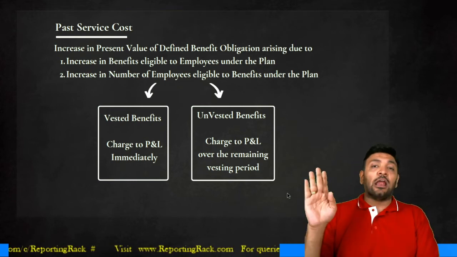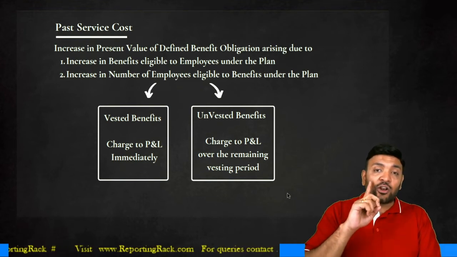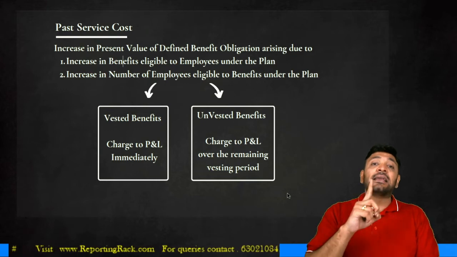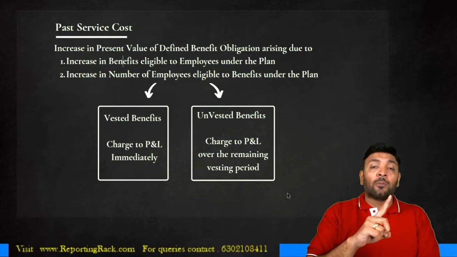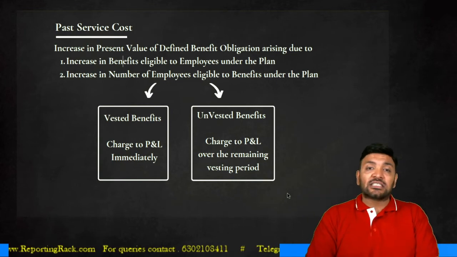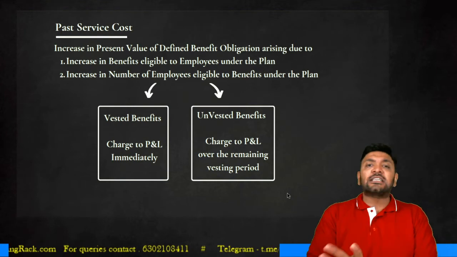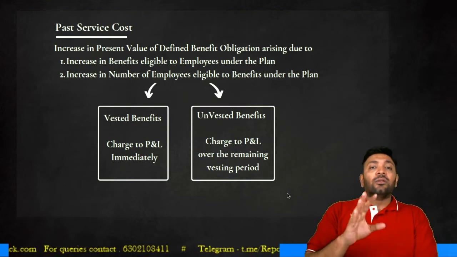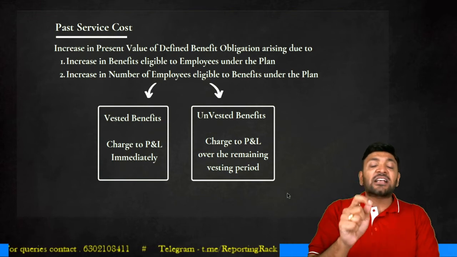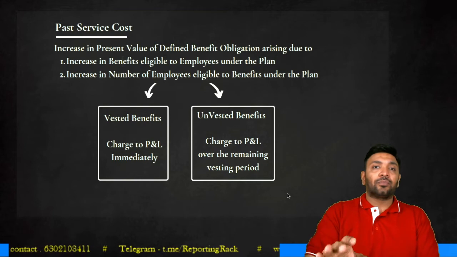It cannot be allocated over a period of time. Only if the benefits are not due, then the benefits are unvested. In such case, the increase in the present value of defined benefit obligation or the past service cost should be spread over the remaining vesting period. If the benefits payable under the plan are already vested, that means they are already due, then the increase in the present value of defined benefit obligation, that is the past service cost, should be charged to P&L immediately. Clear?